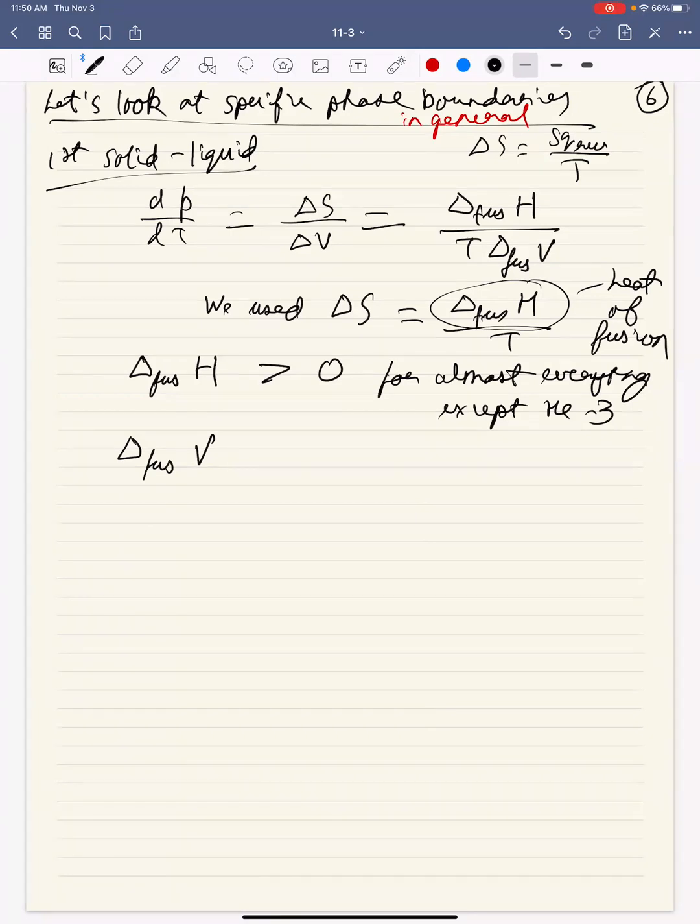So delta volume of fusion. Except water, most things, when you heat them, they melt and they expand, right? That's the general feature. Do they expand a lot? Not really, right? Maybe 5%, 10%, maybe 20%. So I'm going to write it as positive, but close to zero. It's not going to be super positive. You won't see a change of 100 times. This will matter when we go from solid to gas, sublimation, where things change drastically. Except water, where delta fusion V is negative.